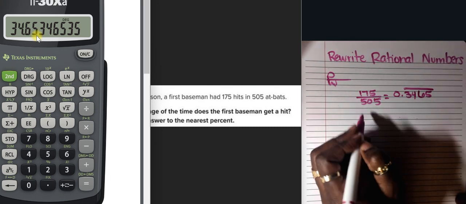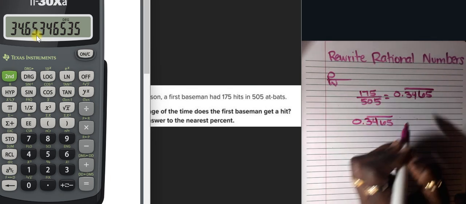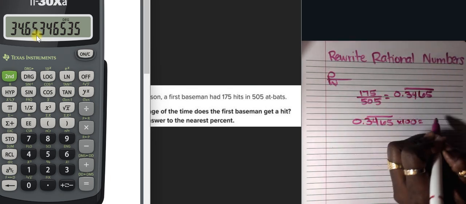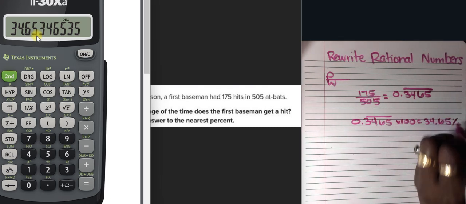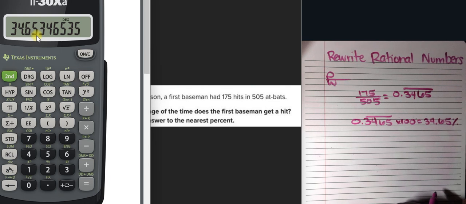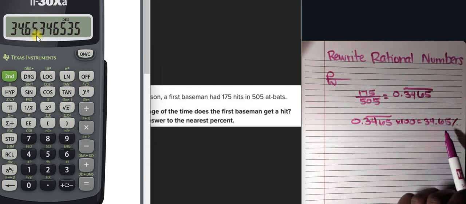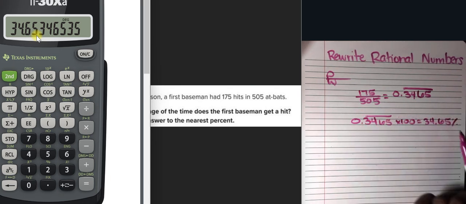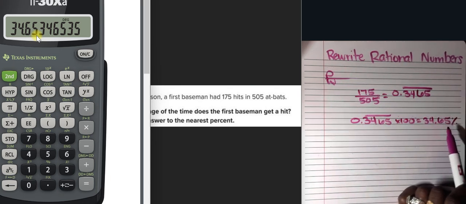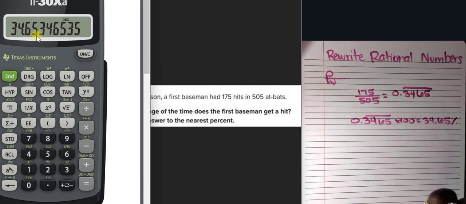And when we talk about percent, 0.3465 multiplied by 100 gives us 34.65. And we're rounding, so it will just continue to repeat. If we wanted to, we could put the bar notation on this number right here. And when you have the percent, remember we need to move the decimal two places to the right, and then you can drop it off wherever you like.